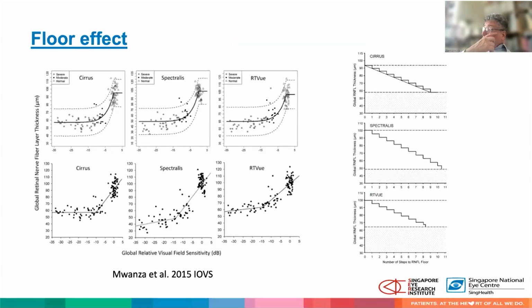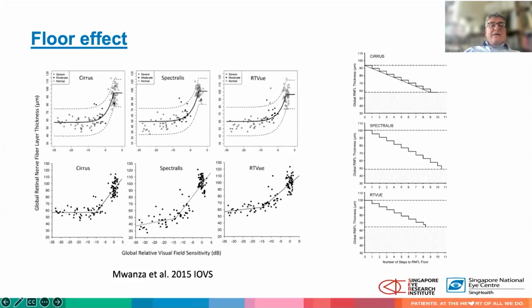Another thing, and this comes back to the question whether you should use structural measurements in early or late stage disease, is the so-called floor effect. And you can see here, this is structure function assessment. On the x-axis, you have the global visual field sensitivity in decibel, and on the y-axis, you have the retinal nerve fiber layer thickness.